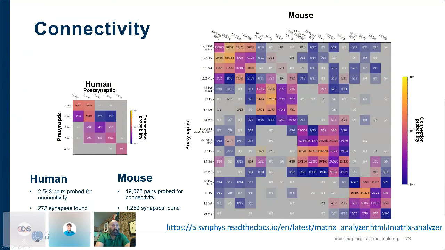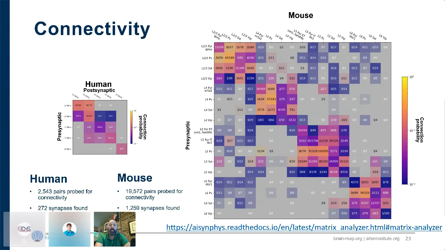Within each element is the number of probed connections over the number of found connections, and the color encodes the connection probability. To view data in a matrix format like you see here, you can check out our matrix analyzer GUI and the link shown here at the bottom. So this is a huge amount of very detailed data about the connectivity in the circuit, and importantly, the coverage is increased relative to the previous literature. The human data set is pretty modest by comparison, but it has some interesting results, aside from being perhaps the only open data set of its kind on human tissue.